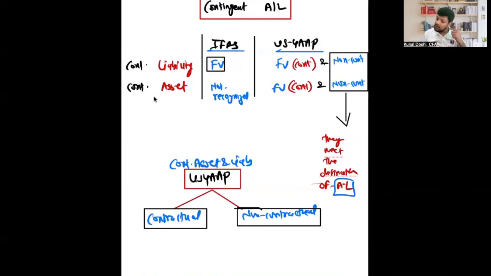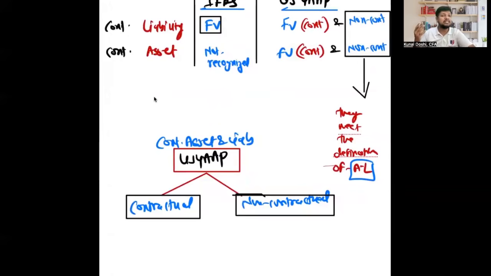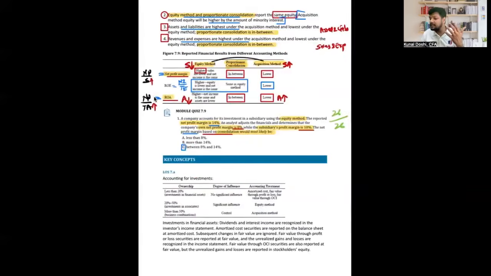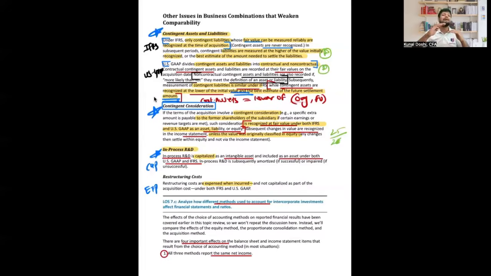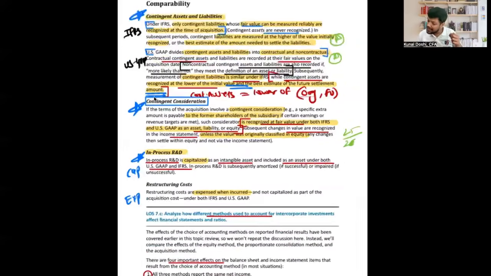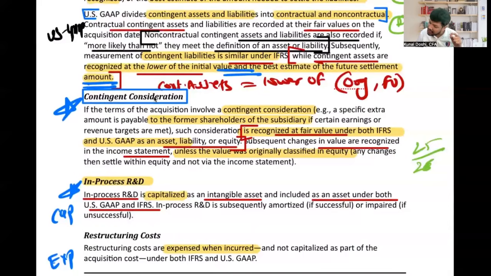Okay. What is contingent consideration? Contingent consideration is that when you acquire the company, there is a chance that some amount might be paid later. It might not be paid now. So in contingent consideration, there is some amount payable to the former shareholders of the subsidiary if the target has been met. It has to be recorded at fair value under IFRS and US GAAP both. Correct? So under both cases, you have to record any contingent consideration.